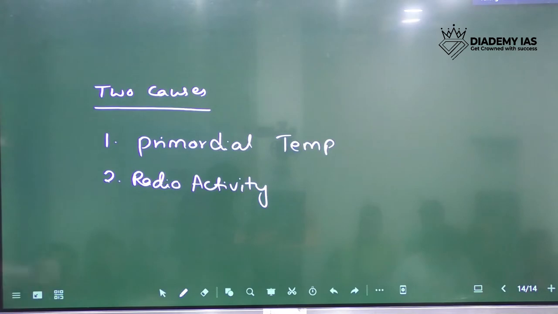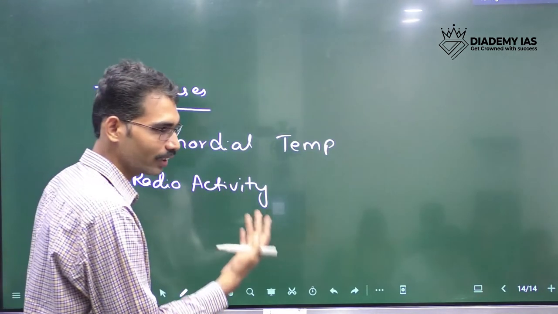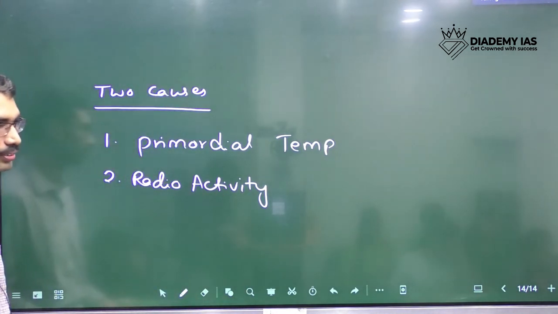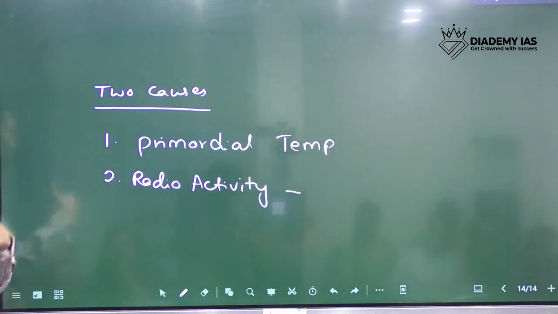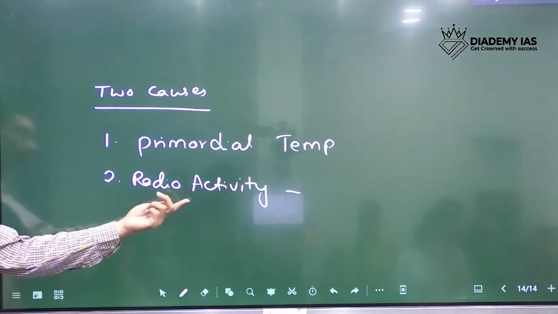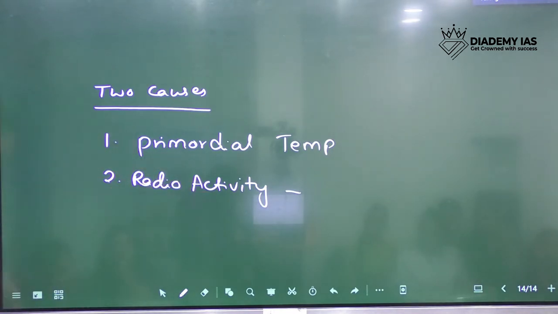Why does radioactivity take place? It is like a nuclear reactor deep down. So whenever uranium, thorium and other radioactive elements are continuously exchanging, because of this temperature is generated. Now did you get? Yes, sir.